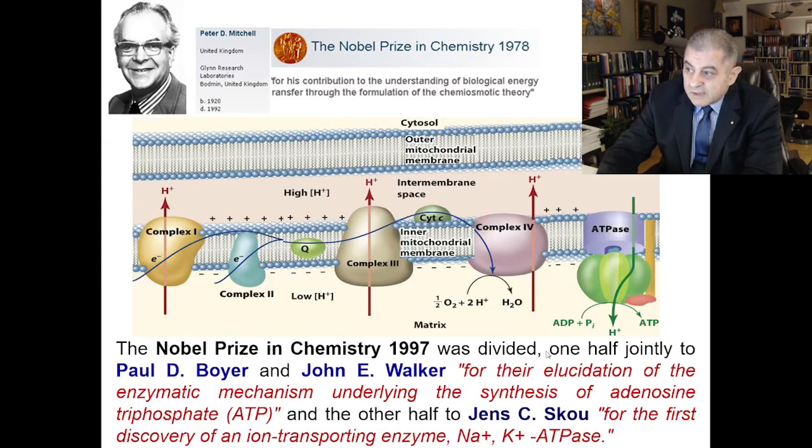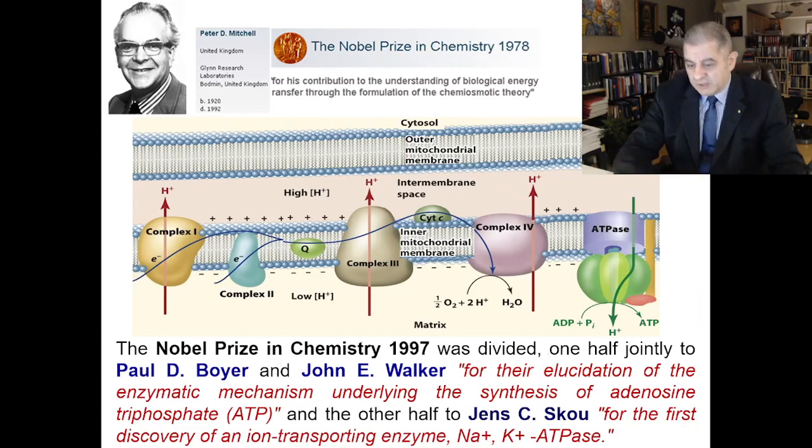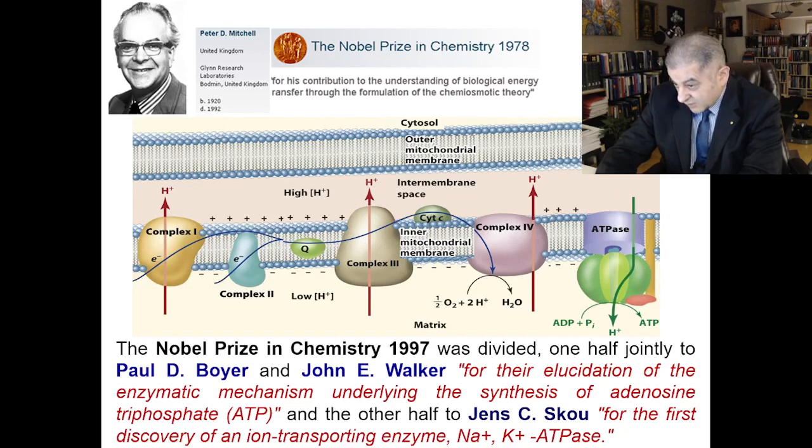So the Mitchell theory that I just described received a Nobel Prize in '78, and then Boyer and Walker received their Nobel Prize in 1997 for the elucidation of the enzymatic mechanism underlying this ATPase function.